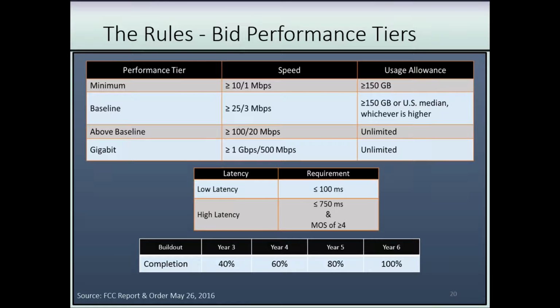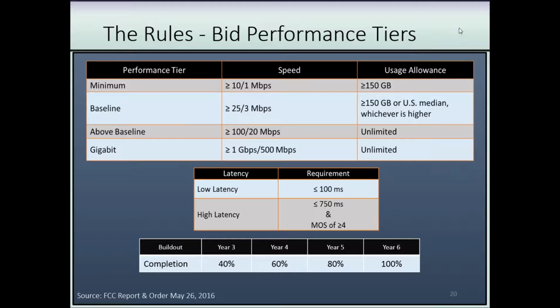So on the rules, the speed tiers are defined as a minimum performance of 10 megabit down, 1 megabit uplink. That is at peak usage periods that will be measured in some fashion that's not been defined yet. And there is a usage allowance relative to data caps of 150 gigabit level data usage. The baseline performance that will likely get a bid credit, and those credits have not been determined yet, would be 25/3. And above baseline is 100/20.